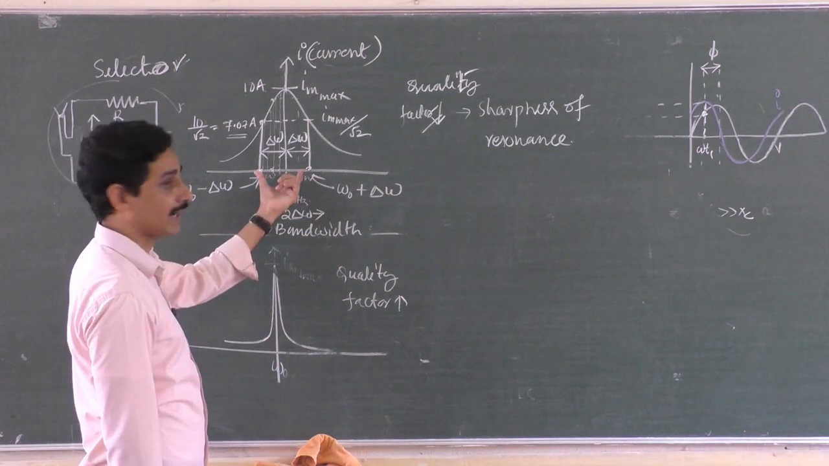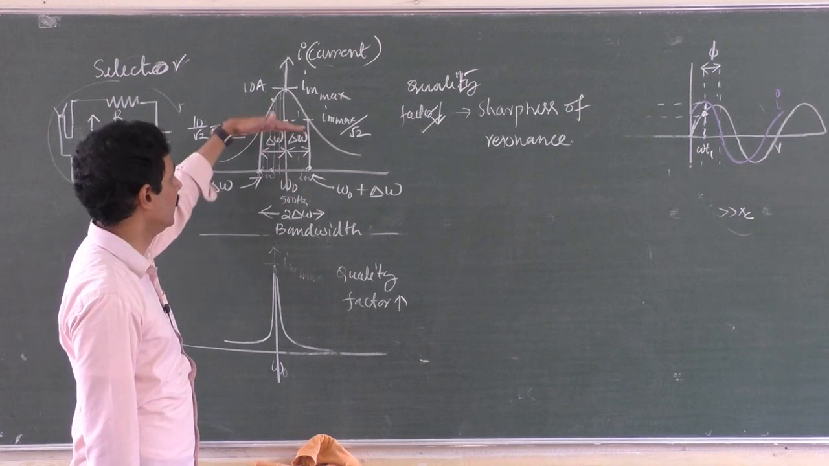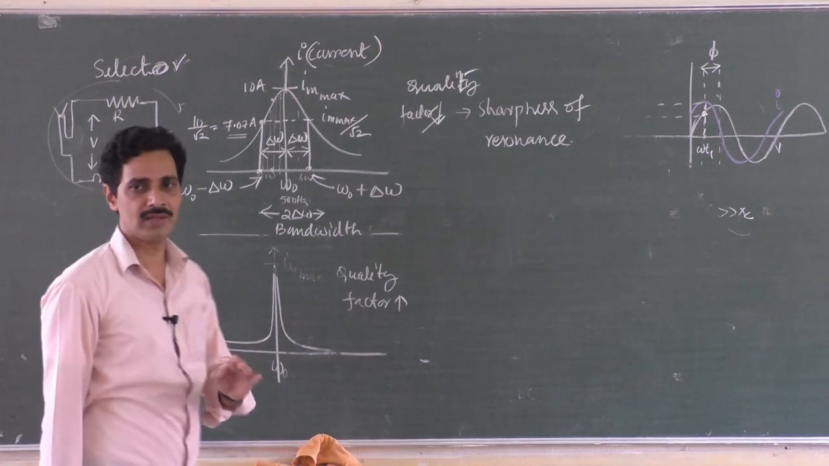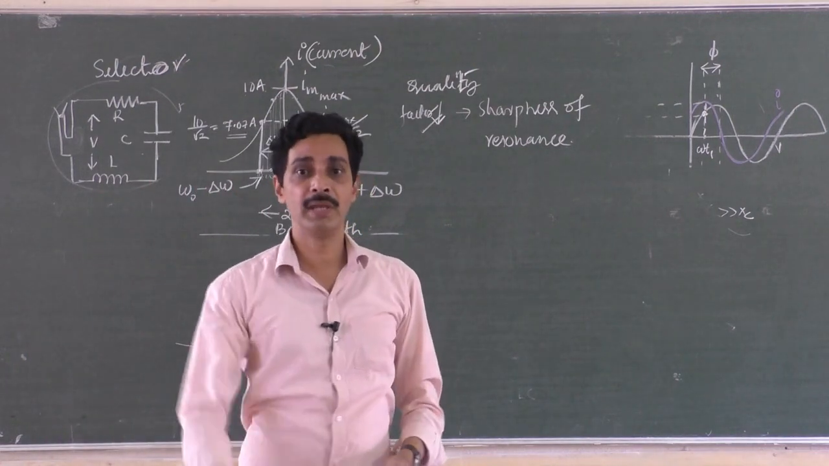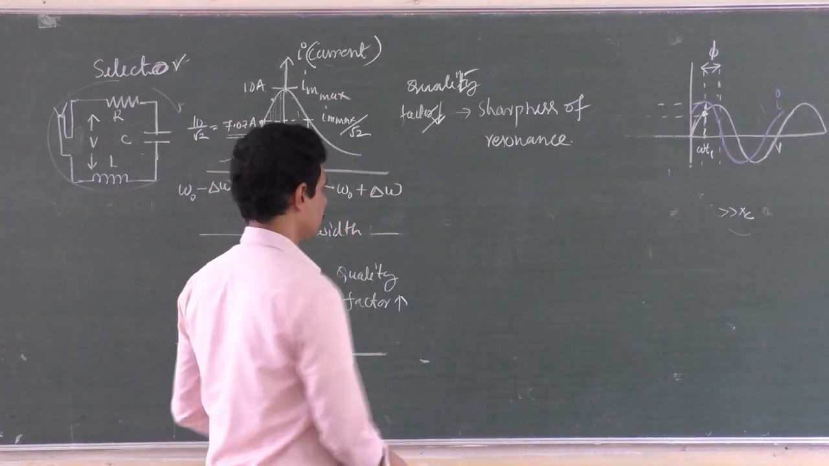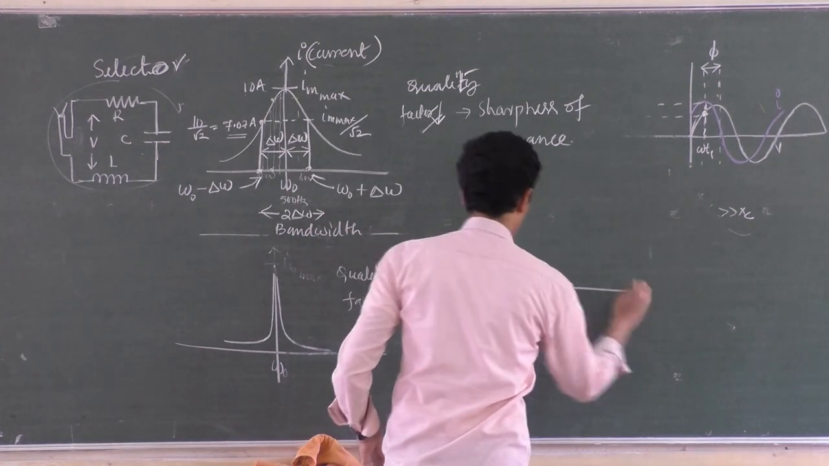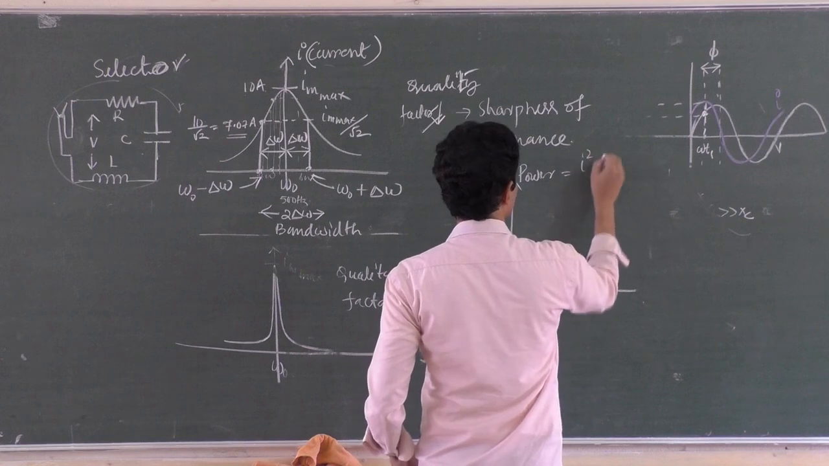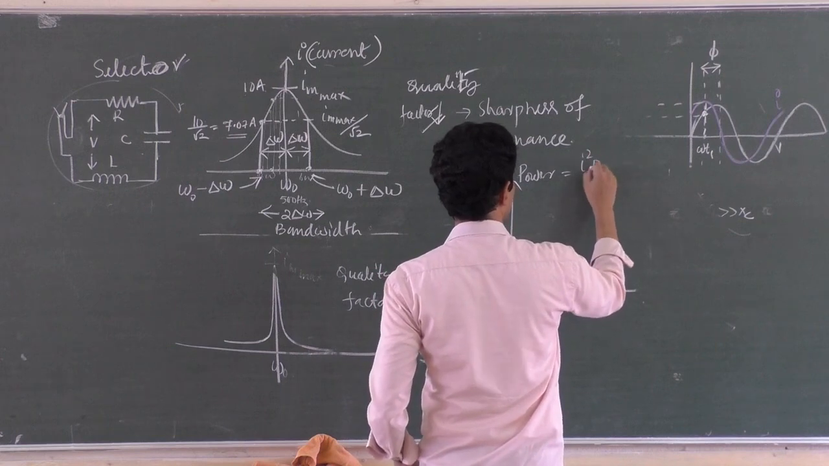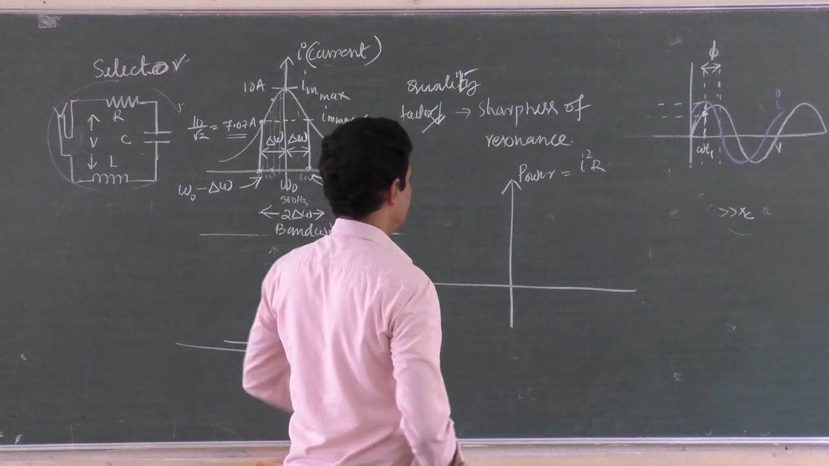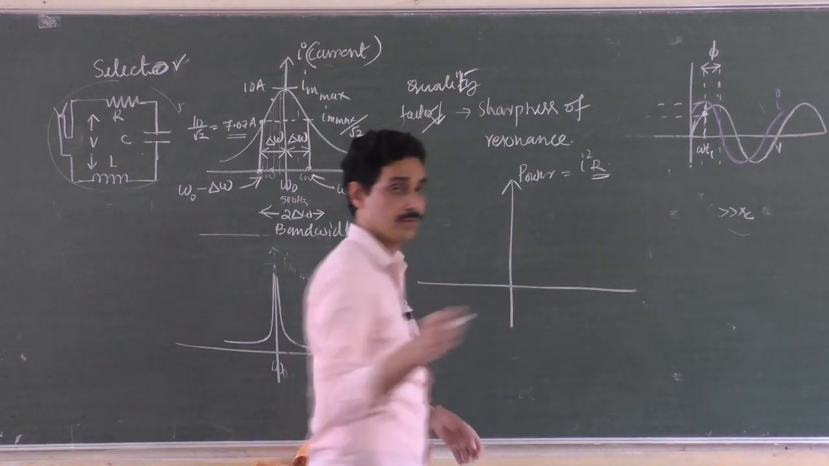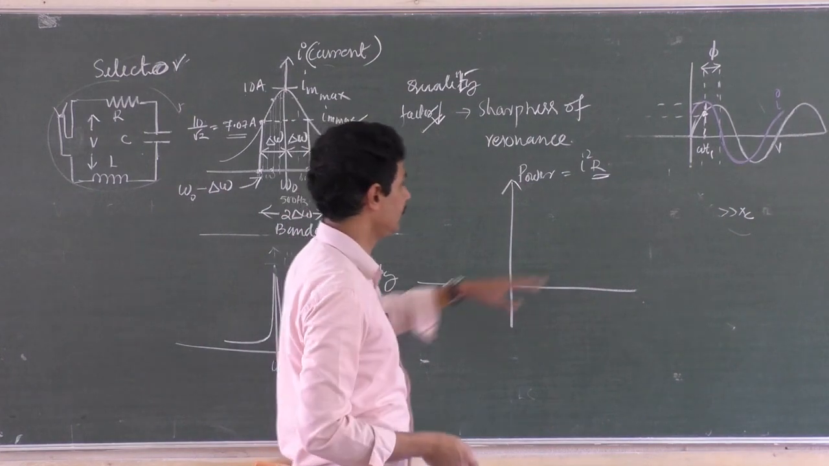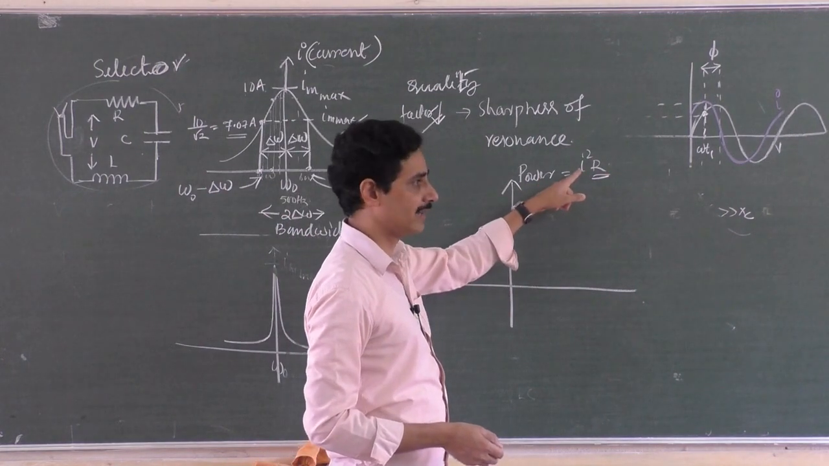And totally there is a range up to which you will get a current more than 1 by root 2 of the maximum value. Why is it 1 by root 2, sir? Actually, we are expecting power to be half of the maximum value. Because suppose you draw a graph, actually this should be a graph of power. Power is equal to I squared R, and R is a constant, resistance is a constant, so it will not change the power. It depends on I squared then.